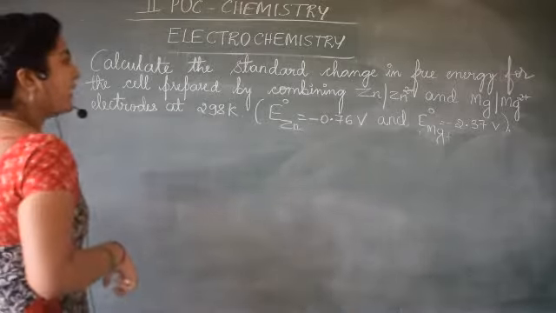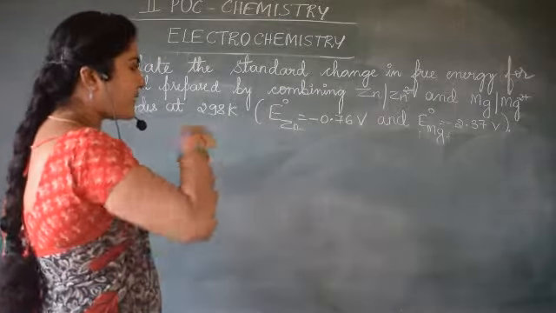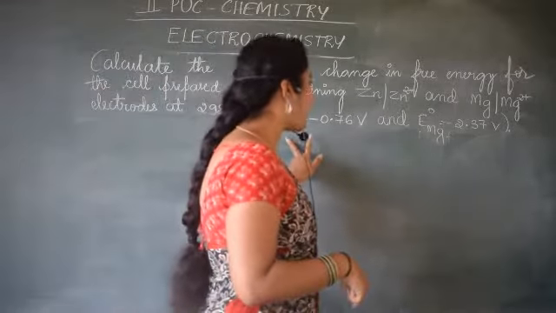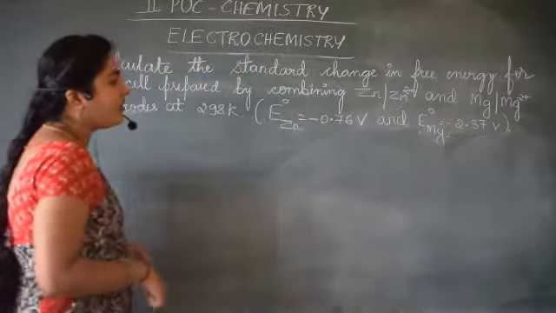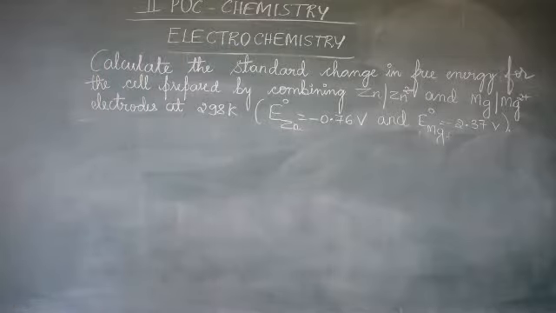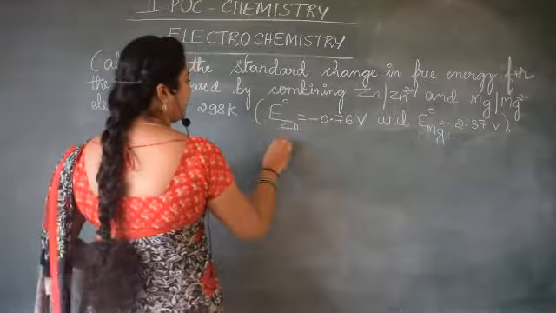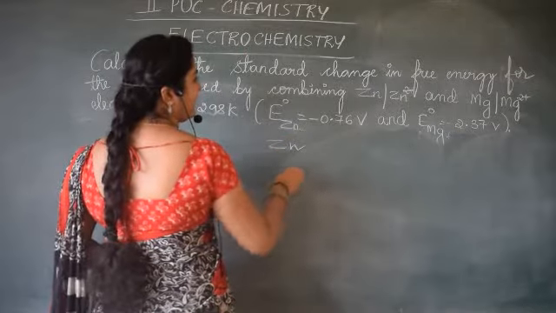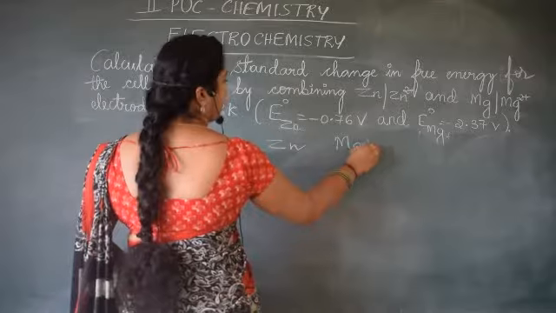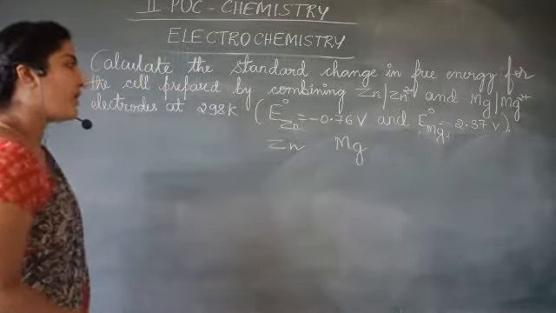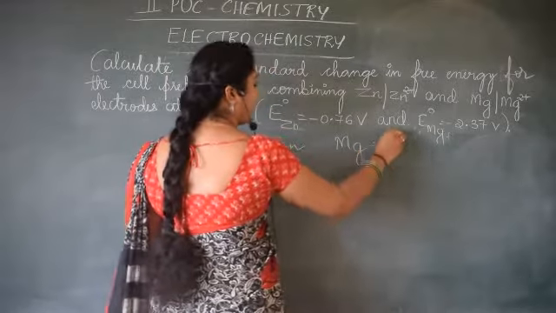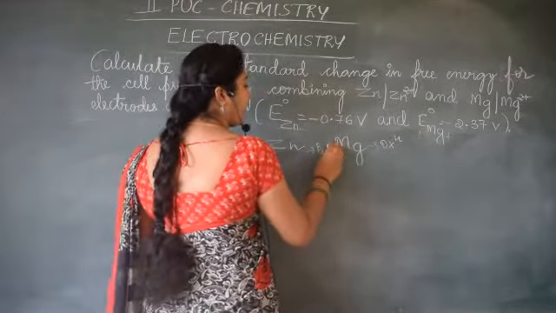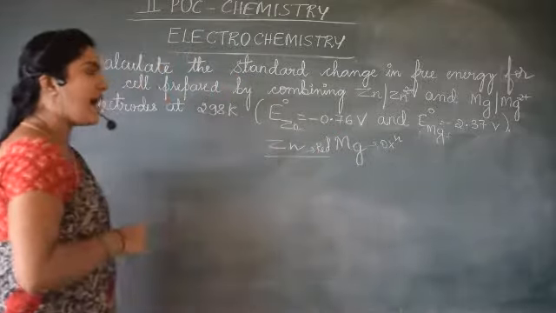What you have to see here is which is the oxidation half cell and which is the reduction half cell. Therefore, first you will have to see, when Zn and Mg are given, if you check the electrochemical series, magnesium will be undergoing oxidation and zinc will be undergoing reduction. So this will be the reduction half cell.